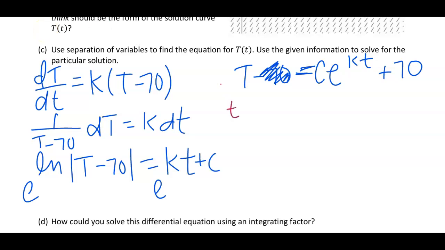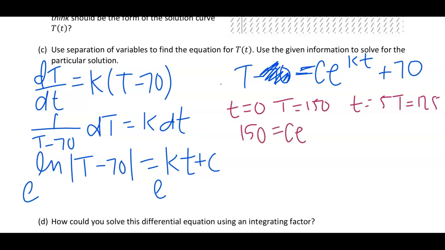So I know that at t equals 0, my temperature was 150. And at time equals 5, the temperature was 125. So let's plug in here. Now be careful, on some of the ones we did in the video before this, your initial was your C, correct? But now we've moved this up. So now I'm going to plug in 150 equals C e to the 0 plus 70. When I subtract 70 over, I get that C is actually 80.